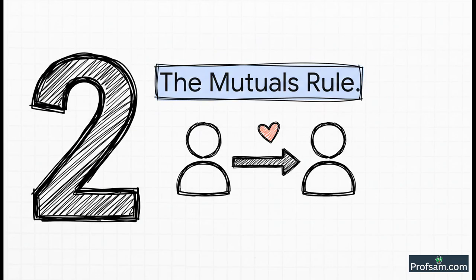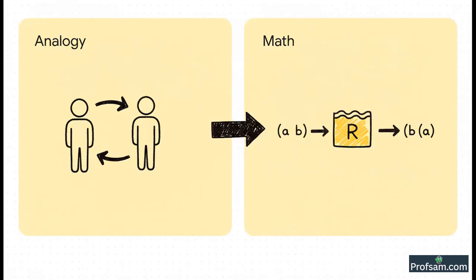Awesome. Now for our second rule, and I promise this one is going to feel super familiar. We'll call it the mutuals rule. You see this on Instagram all the time. The mutuals rule is dead simple. If you follow someone, they have to follow you back. It must be a two-way street.